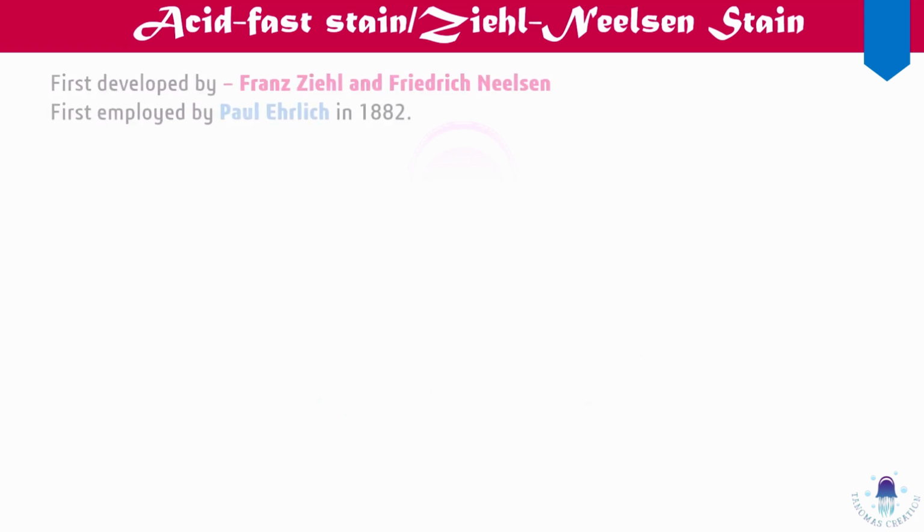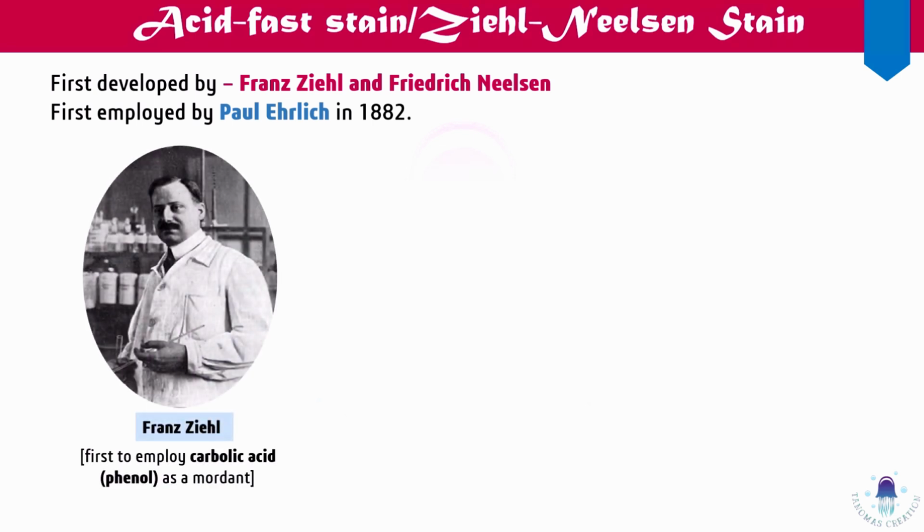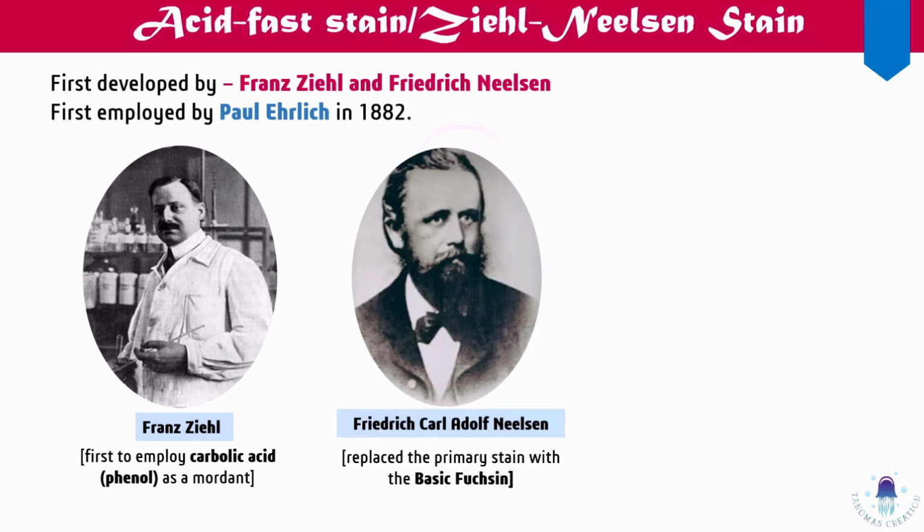Hello everyone. Today we are going to learn about acid-fast stain or Ziehl-Neelsen stain. So acid-fast stain was first developed by Franz Ziehl and Frederick Neelsen, but was first employed by Paul Ehrlich in 1882. So this is Franz Ziehl who first employed carbolic acid as a model. This is Frederick Carl Adolf Neelsen who replaced the primary stain with basic fuchsine.